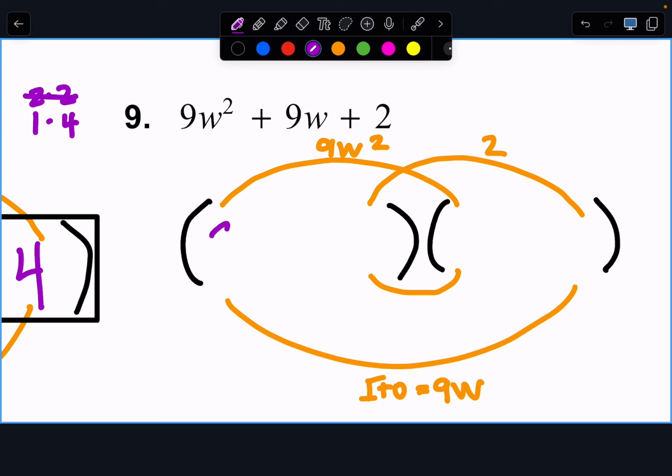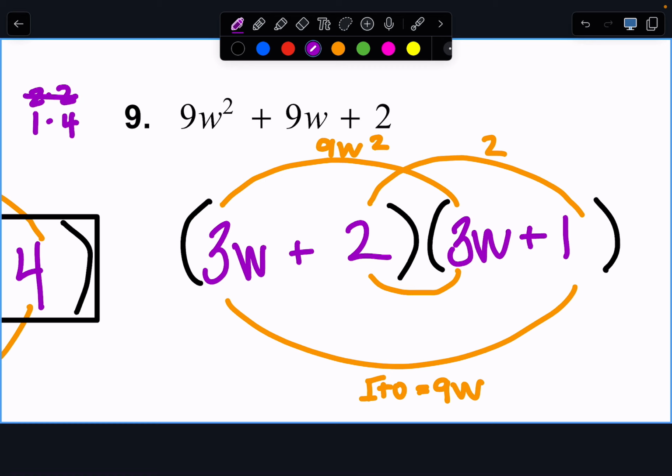I think 3w and 3w is a good place to start. Now, what kind of numbers are we going to have to multiply to a positive 2? Both positive, both negative, one of each? Both positive, and the only way to get 2 is 2 times 1. 2 times 3w is 6w. 3w times 1 is 3w. Does that work? Yes. Oh my gosh, first try. We're good.